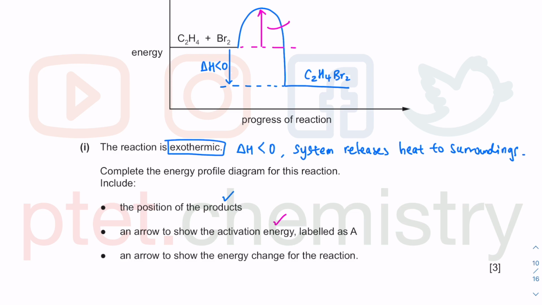If you read the question, they want it labeled as A. So be very careful, read the question. Arrow to show energy change. This is your delta H, which I've labeled delta H is less than 0. Just like that, 3 marks in the overall question there.